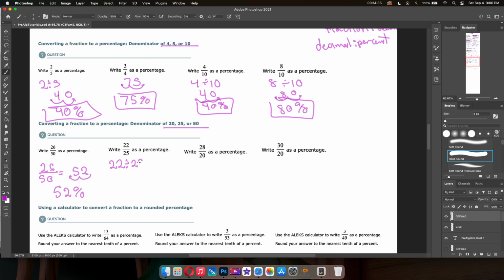22 divided by 25 is going to get me 0.88. Move it over 1, 2 spaces, and I get 88 percent. Miss Dubois, I promise I can write. That looks totally valid. Sure it does.